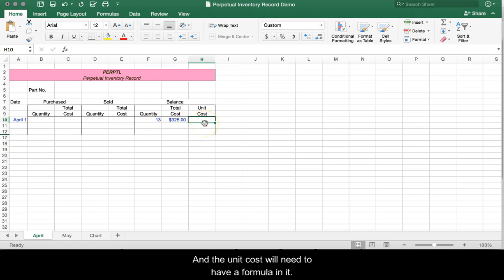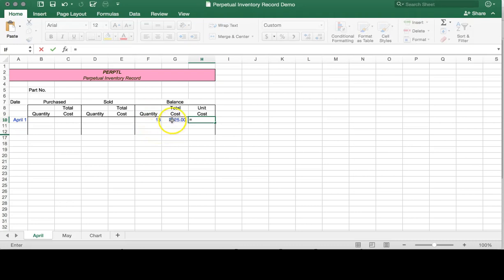And the unit cost will need to have a formula in it. And as you remember, for weighted average unit cost, we have to recalculate the unit cost after each purchase. So for the balance, we just go ahead and use total cost divided by the quantity on hand. And so that will be equal G10 divided by F10.